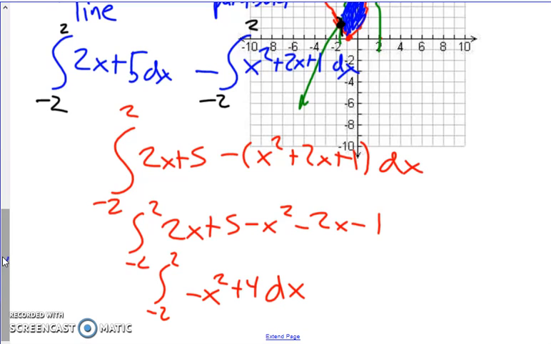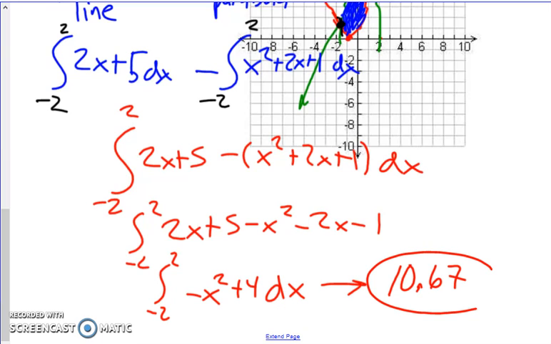In the interest of time, let's just type that into our calculator. So go ahead and type that definite integral into your calculator and make sure you get the right thing here. And you should get 10.67. So that is our area between those two curves. Keep in mind that your area between the two curves will always be positive because it is area.